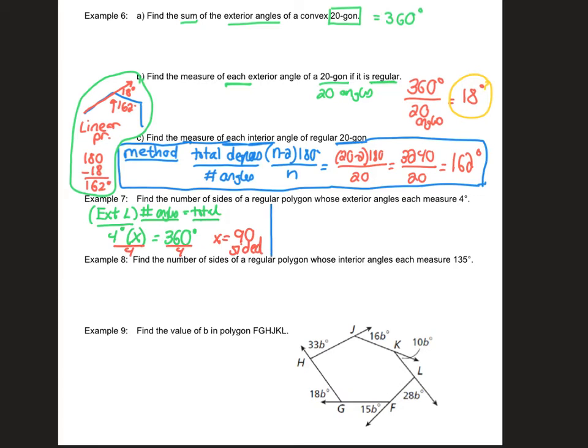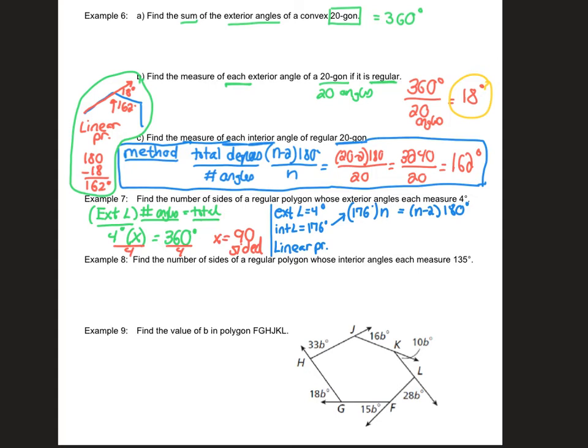Method 2 would go back to what we did in class today, where we could say that if one exterior angle is 4 degrees, then one interior angle would be 176 degrees, since remember, these angles form a linear pair, and therefore they add up to 180. So then I could take that interior angle and say, one angle is 176 degrees. I'm going to multiply that by n, which is the number of angles, and that should equal the total. But in our case, the total for the interior angles is (n minus 2) times 180.